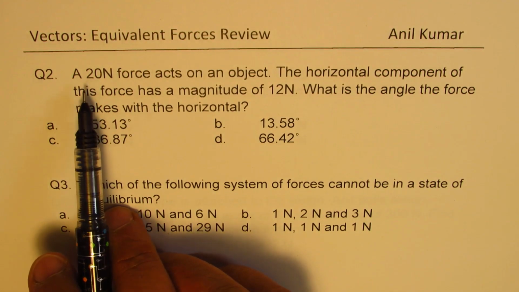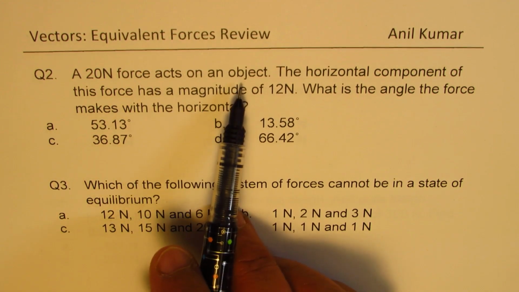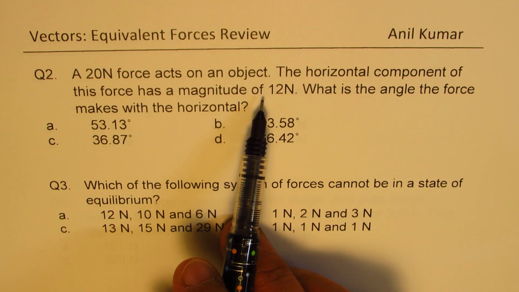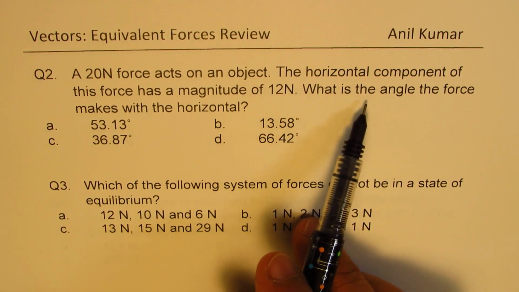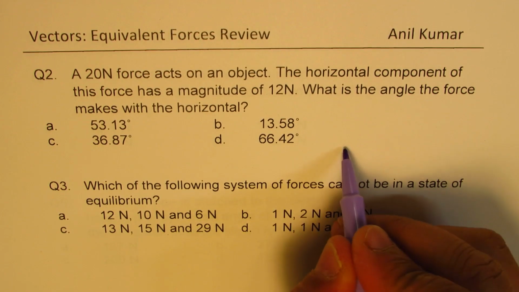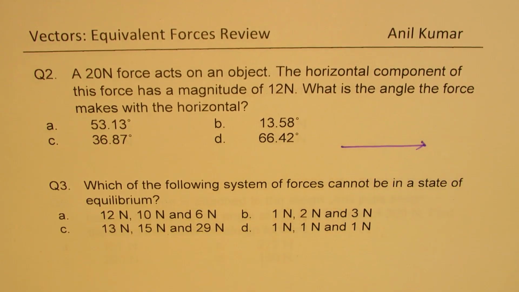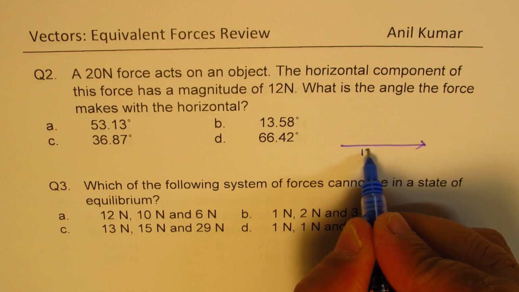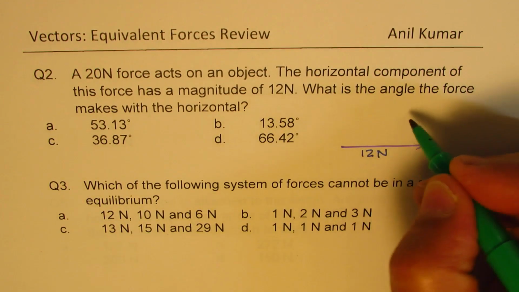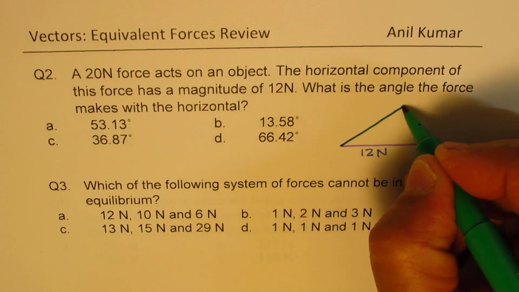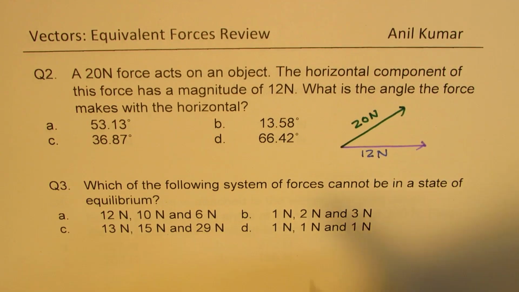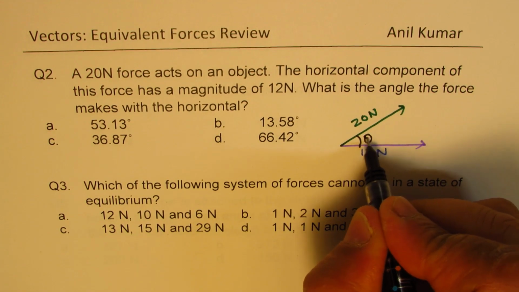A 20 Newton force acts on an object. The horizontal component of this force has a magnitude of 12 newtons. What is the angle the force makes with the horizontal, right? So the horizontal component is given to us as 12 newtons. We are given a force here which is 20 newtons, right? So some force which is 20 newtons.